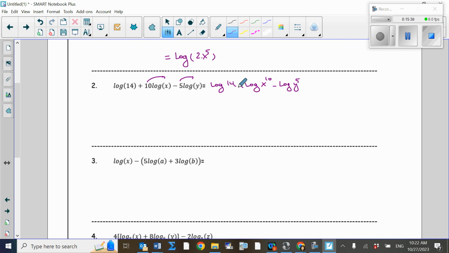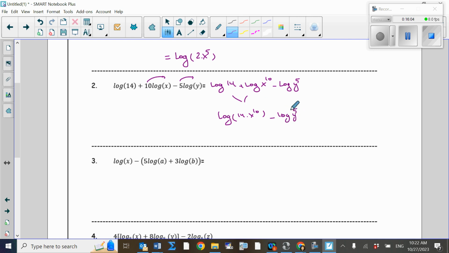Then we're going to look at the first two terms. They are two terms added together. So I can use the product rule and say this is log of 14 times x to the power of 10. So move from the left to the right and look at the term. And the next one is log of y to the power of 5.